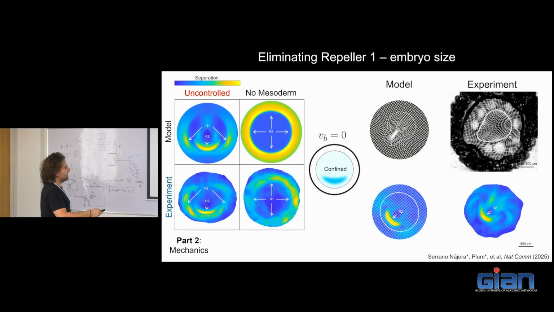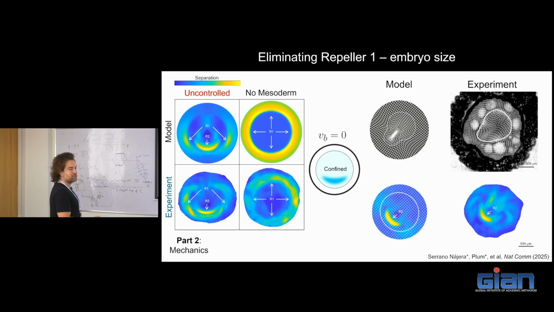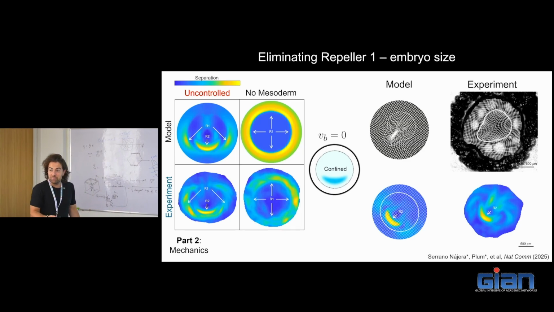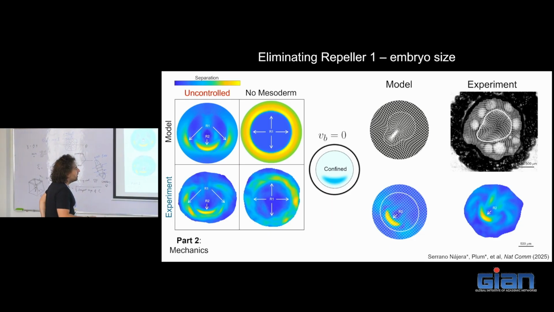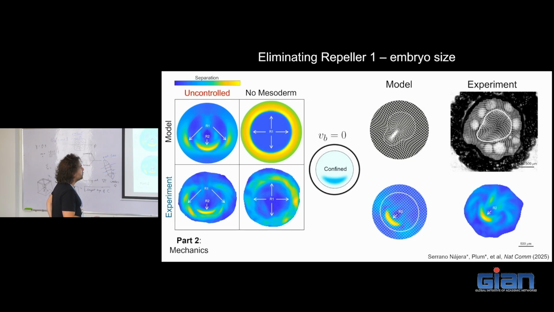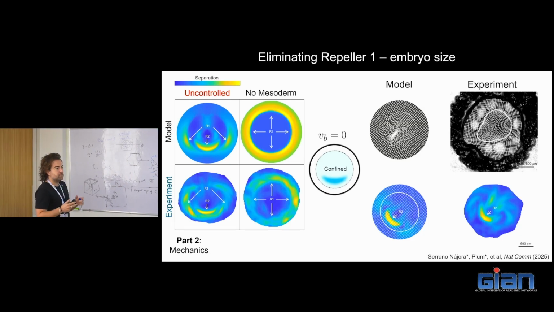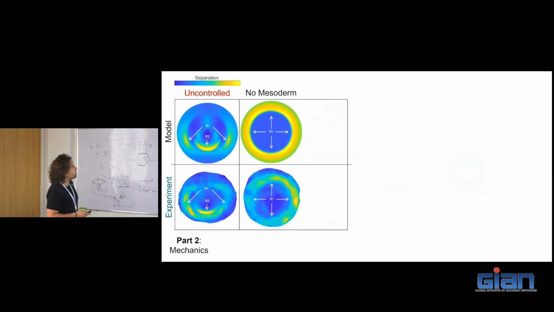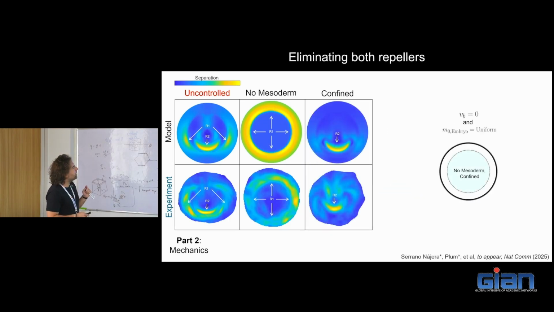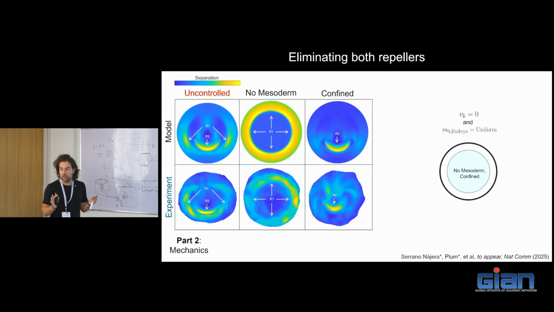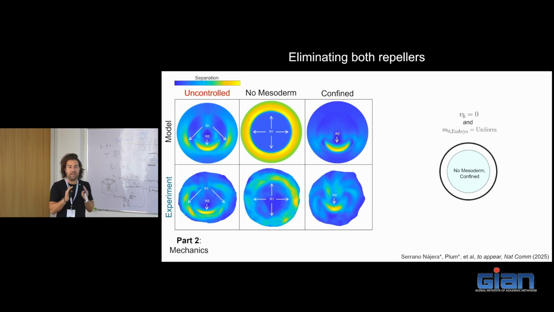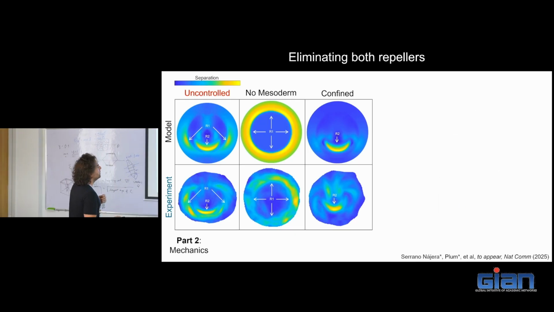Guillermo did a very smart experiment, I think. He burned it, and this was really imposing the velocity as in the model. So now this retains repeller number 2 and eliminates repeller number 1. But the embryo became smaller. So we thought repeller number 1 is a contributor to regulating embryo shape, size.